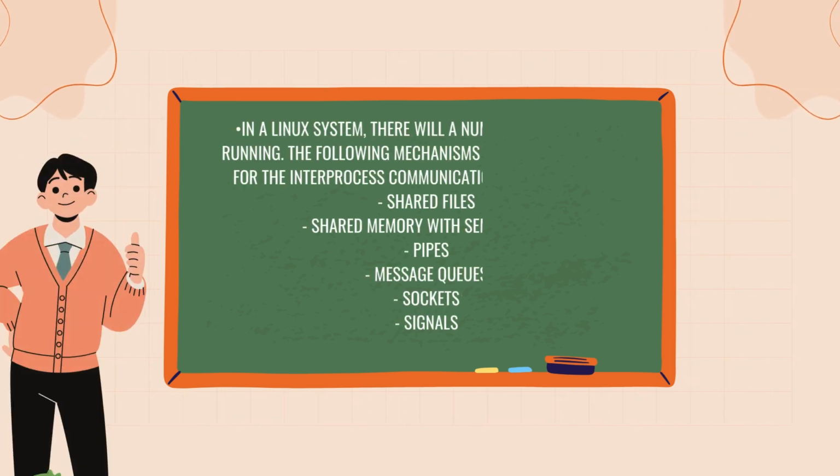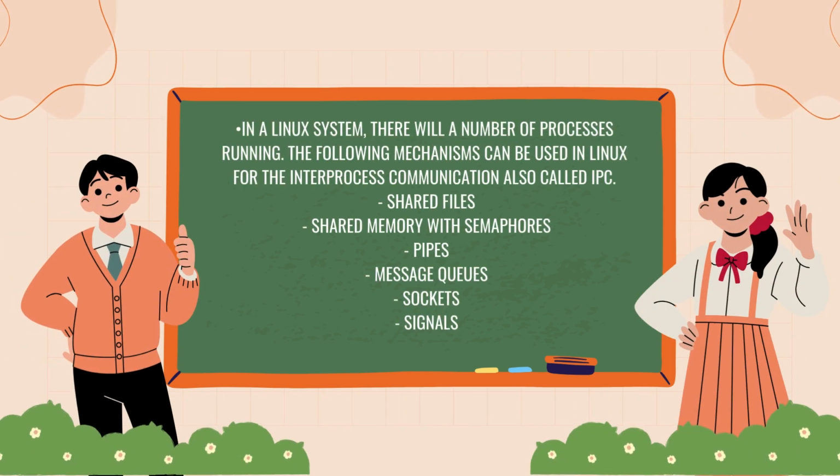Communications between different subsystems. In a Linux system, there will be a number of processes running. The following mechanisms can be used in Linux for the inter-process communication, also called IPC. Shared files. Shared memory with semaphores. Pipes. Message queues. Sockets. Signals.